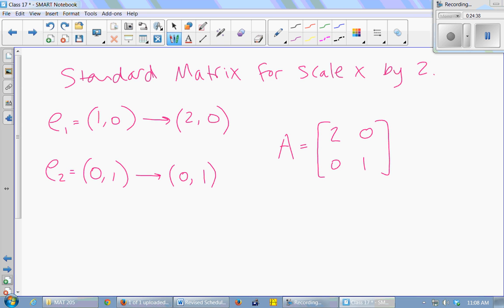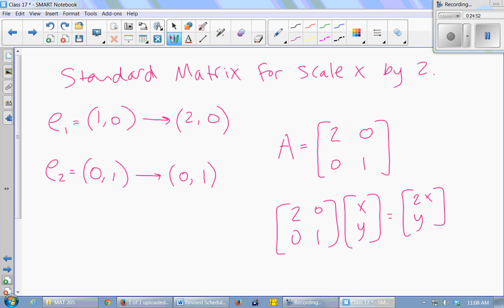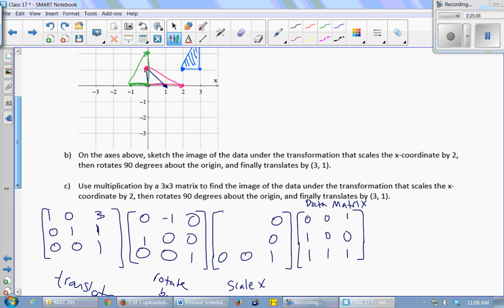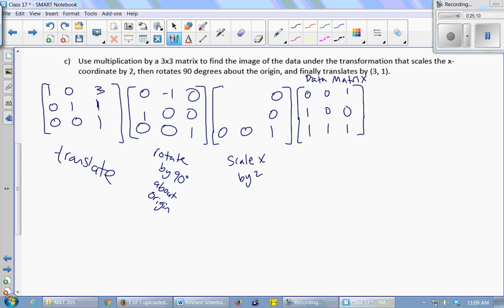I'll just show you quickly why. This is 2, 0, 0, 1. If you multiply by x, y, you get 2x plus 0y, 0x plus 1y. So that took my x, y and sent it to 2x, y. Scaled the X coordinate by 2. Make sense? Okay. So 2, 0, 0, 1 goes in this last spot.